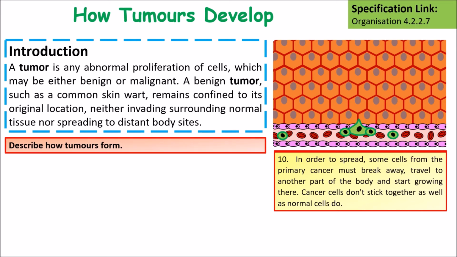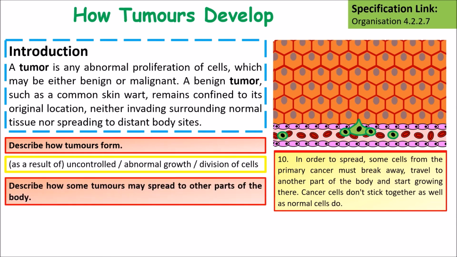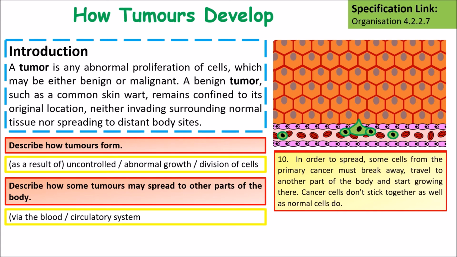If we look very quickly at how tumours form, important things to note down are the uncontrolled or abnormal growth or division of cells. If we're describing how tumours can spread from one part of the body to another, we need to talk about it travelling via the bloodstream or the circulatory system.